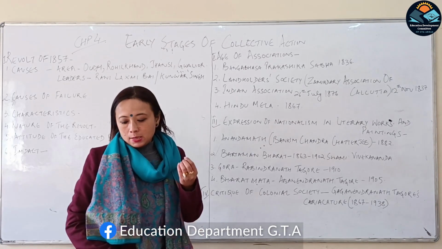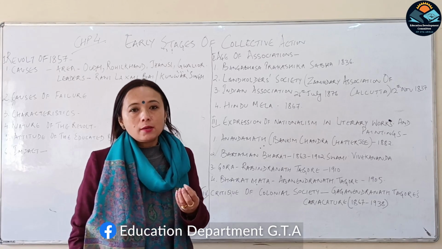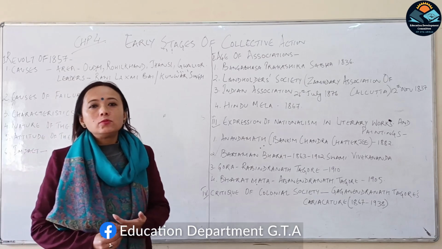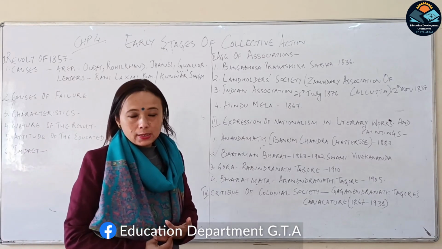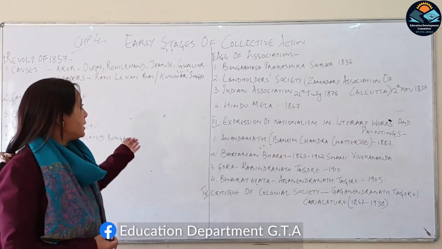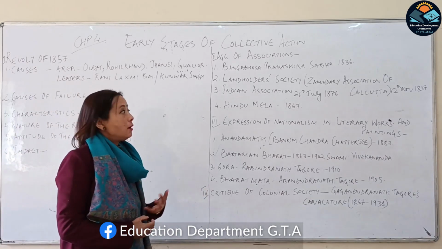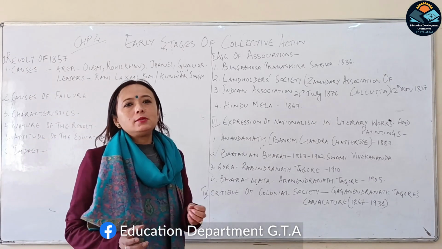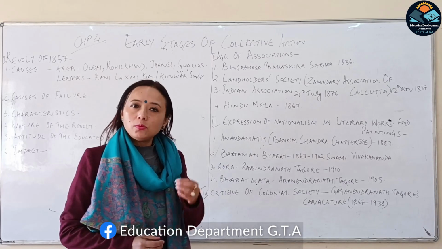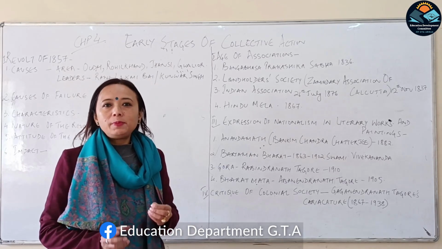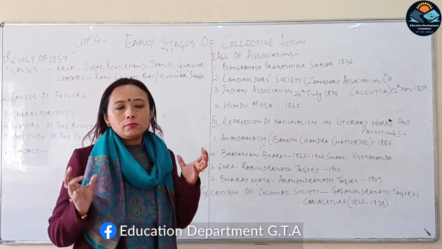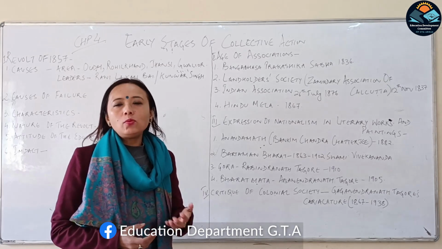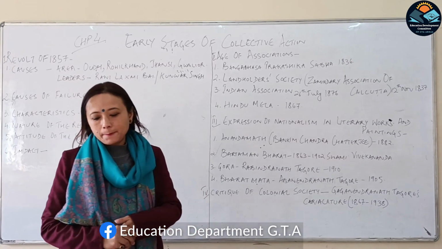Now, the second reason for the failure was the lack of coordination and planning. We have seen leaders like Rani Lakshmi Bai, Kunwar Singh, Nana Sahib, Tatya Tope, but these leaders fought in their respective areas only. They did not have a plan. They did not unite to make a plan. They fought in their own way in their respective areas.